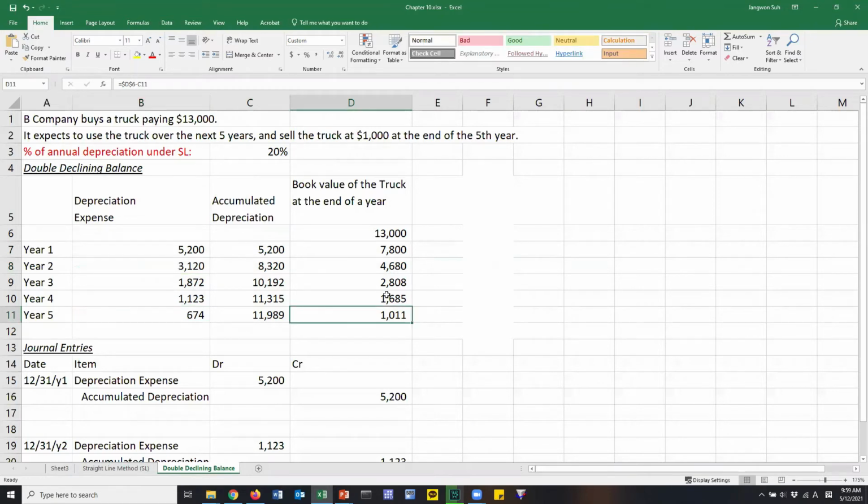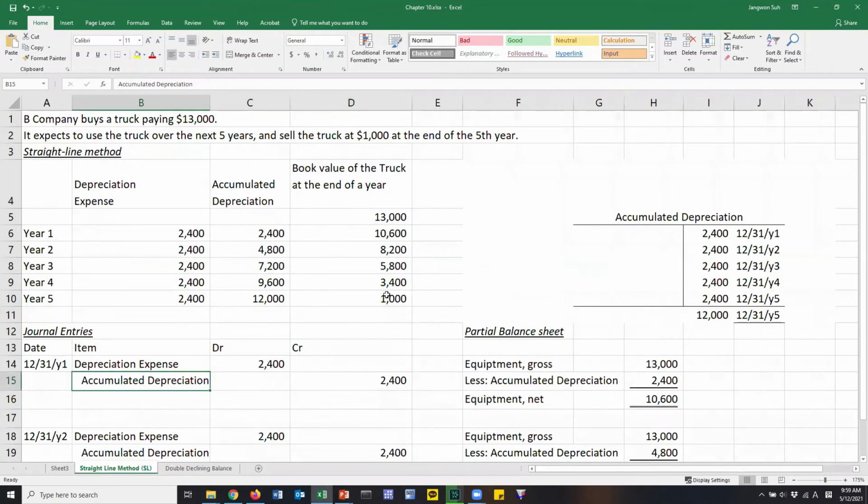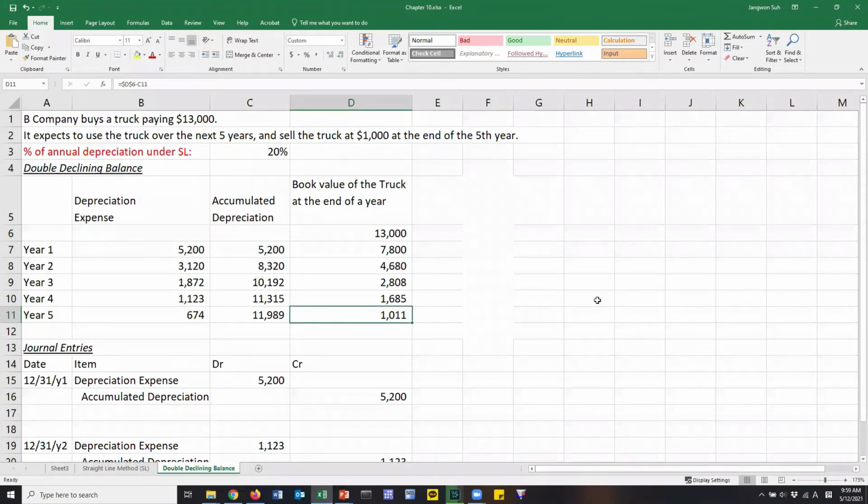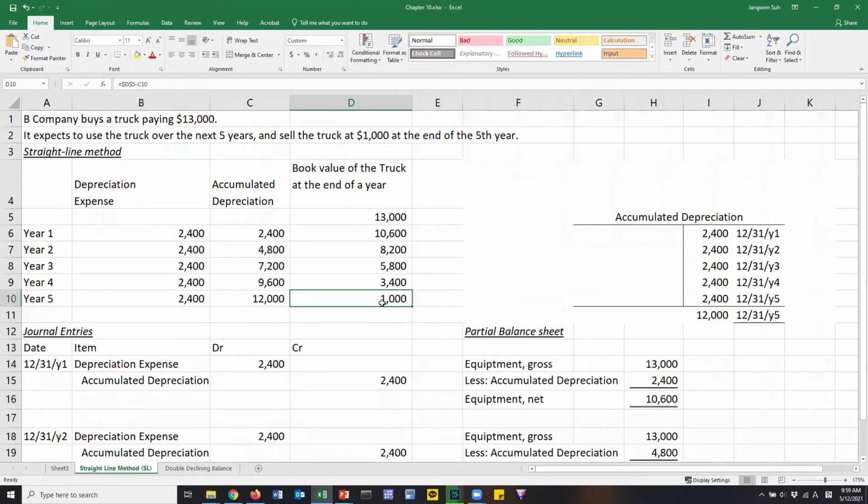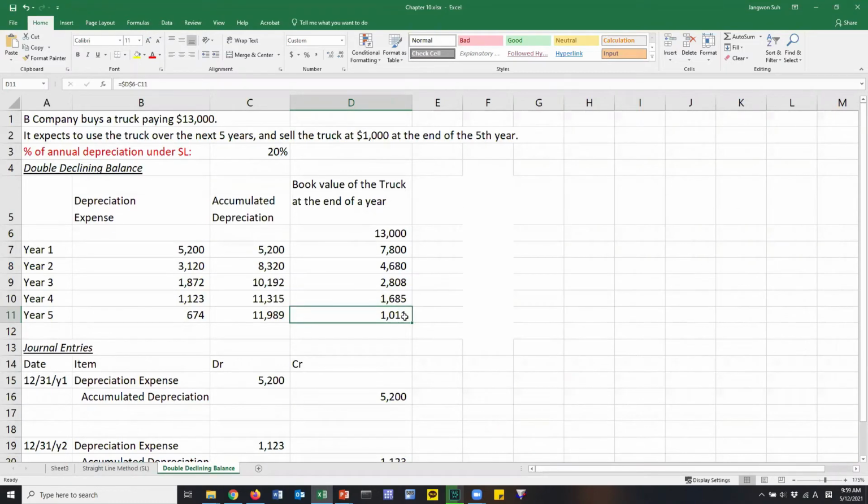But one key difference between the straight line method and the double declining balance method is, as you may have noticed, what do you see? 1011. Here, 1000. Oh, it should be $1,000. The 11 is sort of mismatching, right? So for the last year, we should adjust if there is any difference, which is most likely, right?